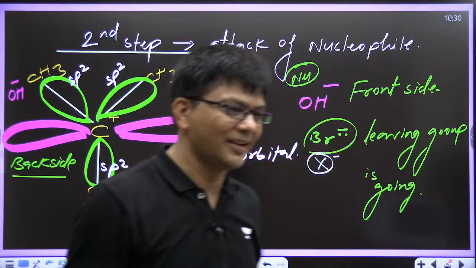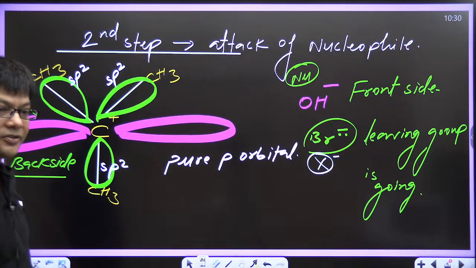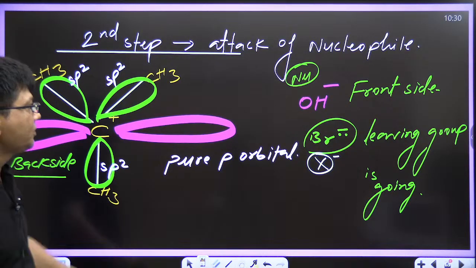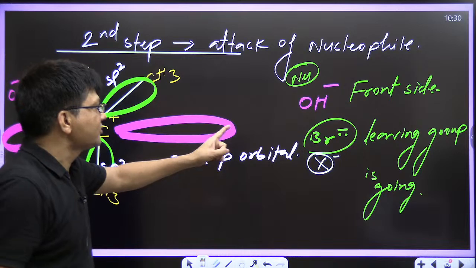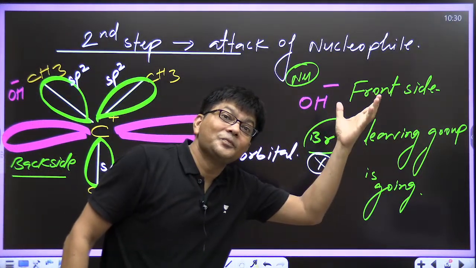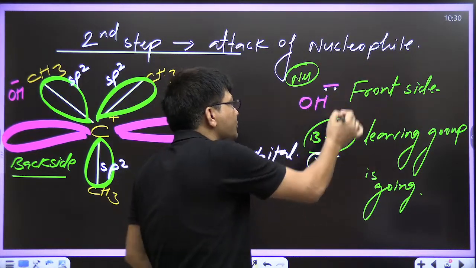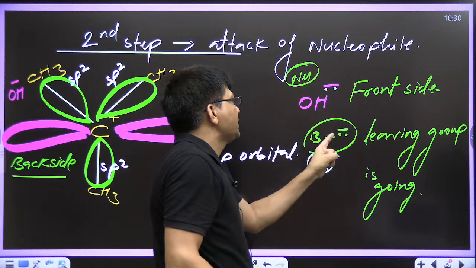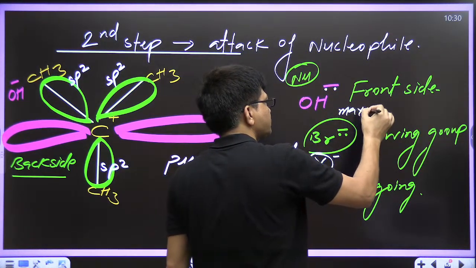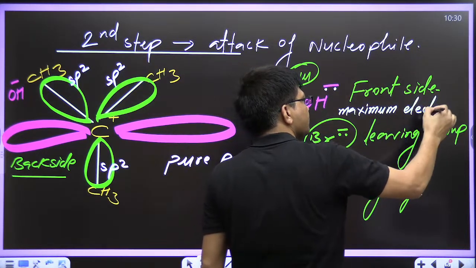That's really fantastic. Thanks. Now kids, Priyanka is writing from the front side. Everyone else, do let me know from which side they attack. See, from this side of the carbon, this X is going and this is coming. Both are rich, both are having electrons. So here electronic repulsion will be maximum.